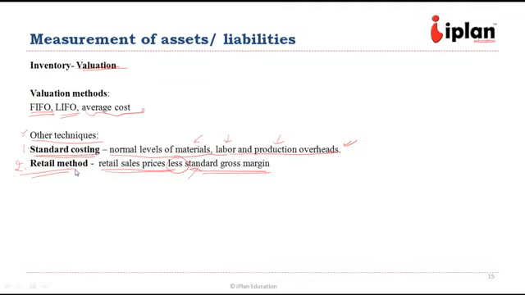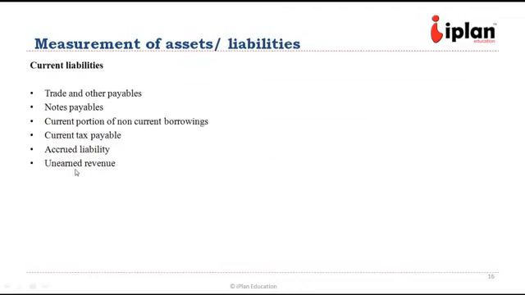So this was about some of the current assets. Now let us look at the current liabilities. The trade or other payables. So if the goods and services promised have already been received, but cash has not been paid yet, it becomes part of payables, which is a current liability. Similarly, notes payable. Notes are short-term borrowings which have to be repaid. So notes payable are current liabilities.